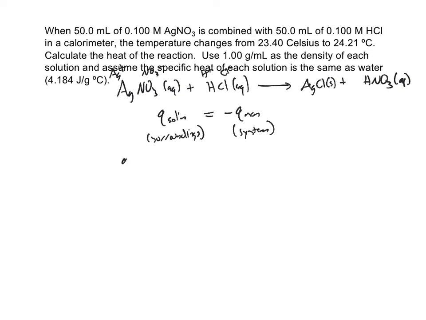And so for the Q solution, right, we're going to use Q is equal to MC delta T. And the mass of our solution, when we mix these guys together, is going to be 50 milliliters plus 50 milliliters, right? And we're assuming that each solution has the density of water. So if the density of water is 1, then if we have 50 milliliters, we have 50 grams of each one. So our total mass is 100 grams.